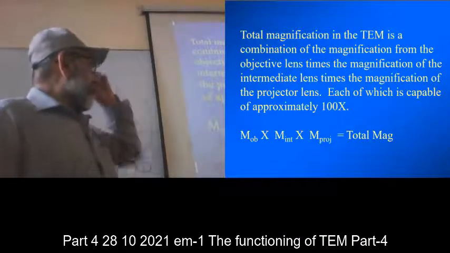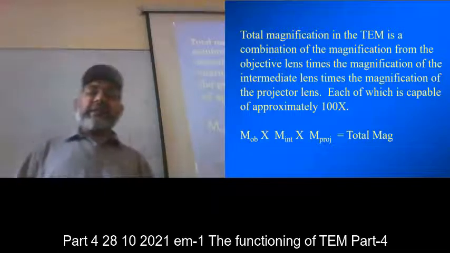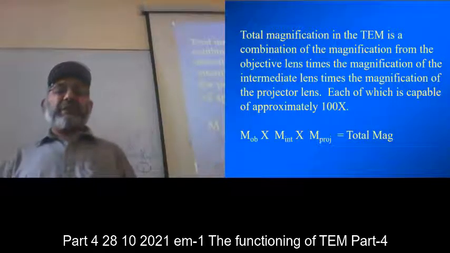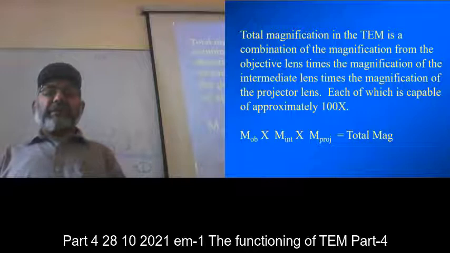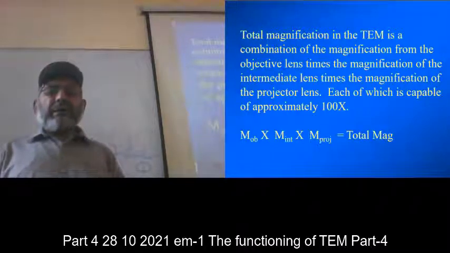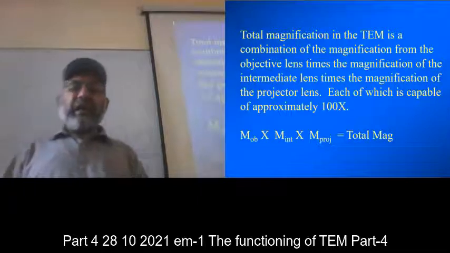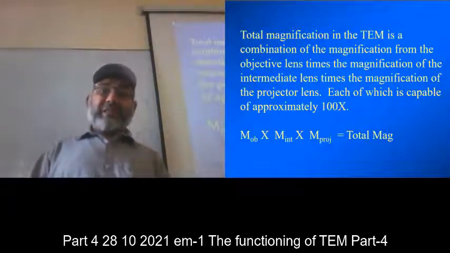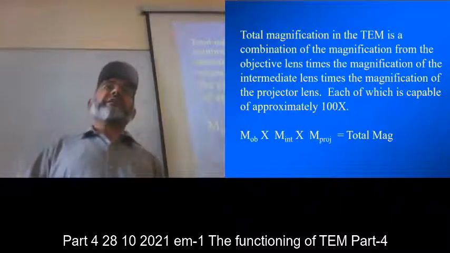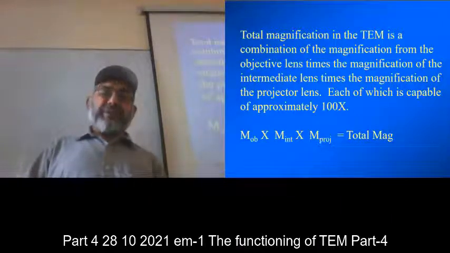Now, total magnification of the TEM is the combination of the magnification from the objective lens times the magnification of the intermediate lens times the magnification of the projector lens, each of which is capable of approximately 100 times magnification.